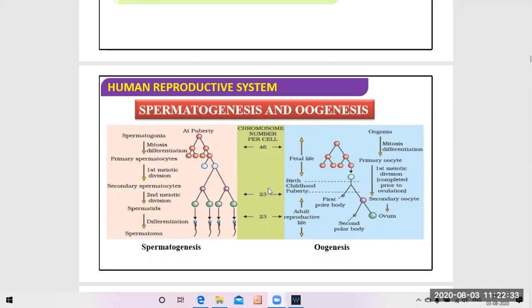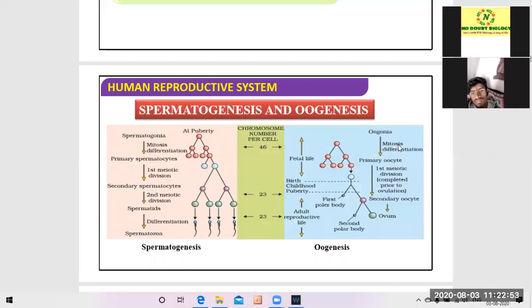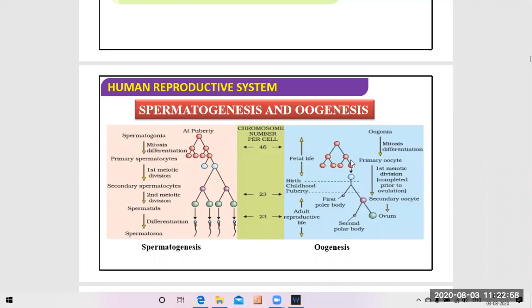So what happens in oogenesis? In oogenesis, the oogonia form what we call the eggs. The oogonia divide mitotically. So there is a formation of two cells from one cell, and these two cells again form 4 cells. This is the fertile stage, you can say. The first meiotic division is completed prior to ovulation.